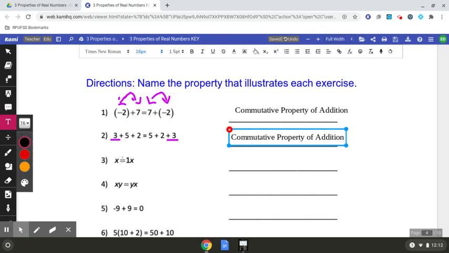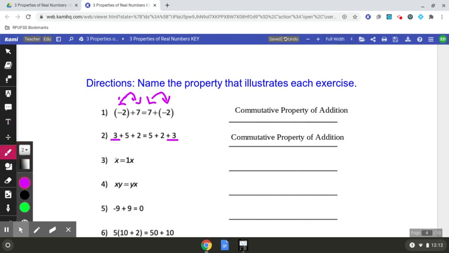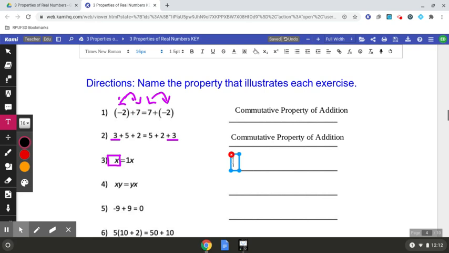Okay, here we have x equals 1 times x. What's happening here is that we are ending with an x or starting with an x, however you want to look at it, and we're multiplying the same term x by 1, and it's not changing. My answer is the same as my original. So the identity of this did not change. So this is the identity property of multiplication because we are multiplying here.